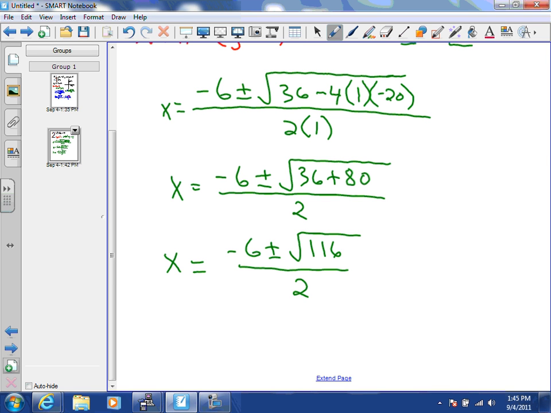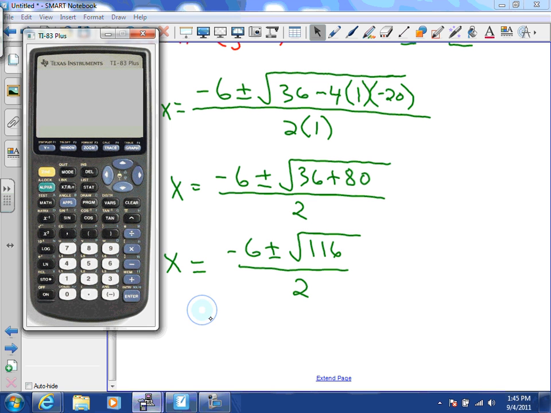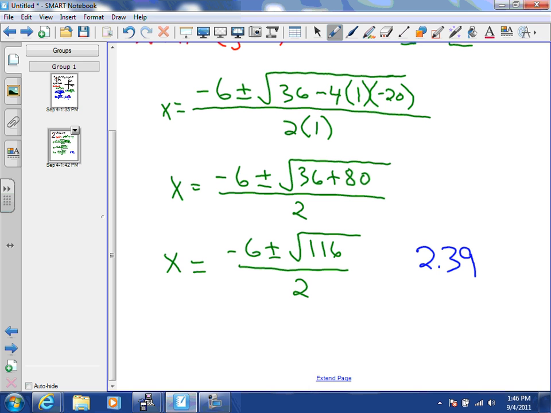Okay. The square root of 116 is not a perfect square, so we're going to get some decimal values here. So let's just get the decimal version of that. First thing I'm going to do is negative 6, I'll use the plus sign first, the square root of 116. Okay, and I have to take that answer and divide by 2. So one of my answers is x is going to equal, let's call it 2.39. We'll round it off.